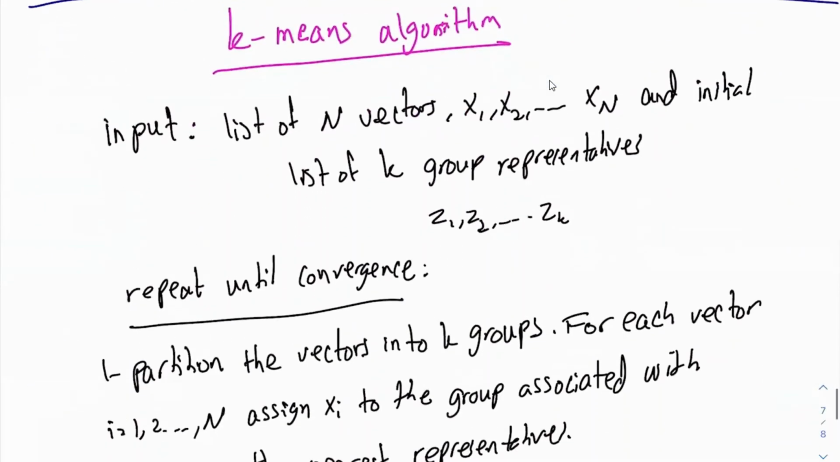Now let's talk about the k-means algorithm. You input a list of n vectors, x1, x2, all the way to xn, and also the initial group representatives. Initially, you don't know the best group representative, so you have to choose randomly. You can choose one of the data points, or you can just randomly choose the group representatives. Initially, you don't know the correct assignment. You get the input vectors, and then you initially assign the k group representatives, say randomly, using generated random numbers.